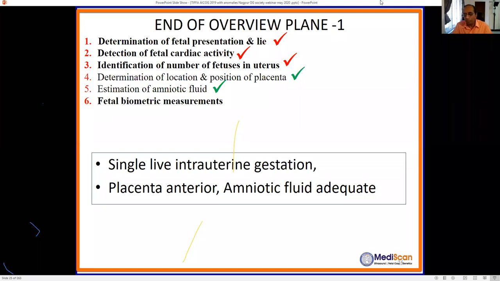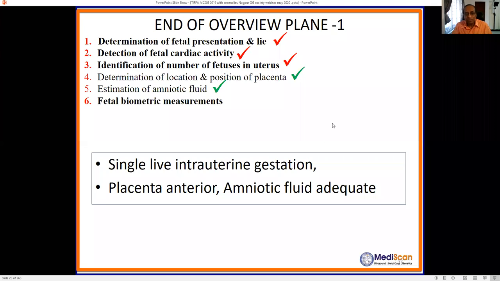And what is the report we can get out of this? Single live intrauterine gestation, placenta anterior, amniotic fluid adequate. This is something which we have seen as we go. Many times we see even the fetal activity, the cardiac activity will be seen. Sometimes the baby will also be moving, which is fine with us. We have still not done the biometric measures.